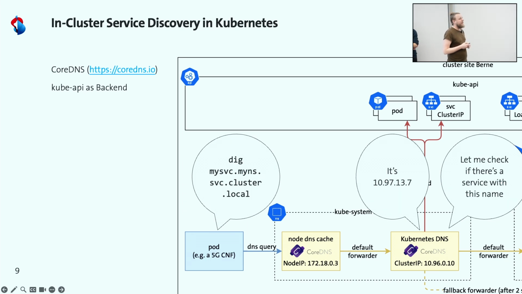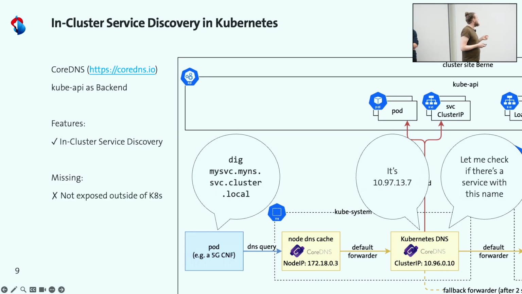And it's using the kube API as a backend, so it's completely stateless. It's just serving whatever the kube API contains. So the feature is simple. It's enabling in-cluster service discovery. What it doesn't do is exposing anything outside of Kubernetes, so it's only within the cluster scope, and there are no custom resource records, like you cannot create your NAPTR record or whatsoever. So this means we need another service for that.